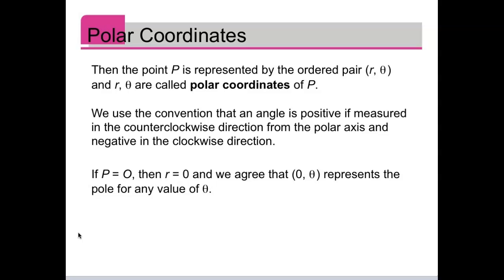All right, so the ordered pair r comma theta are called polar coordinates of P. And we use the convention that the angle is positive if we rotate counterclockwise, and the angle is negative if we rotate clockwise. So this is the normal way of measuring angles. If r equals 0, then the ordered pair 0 theta will represent the pole for any value of theta.